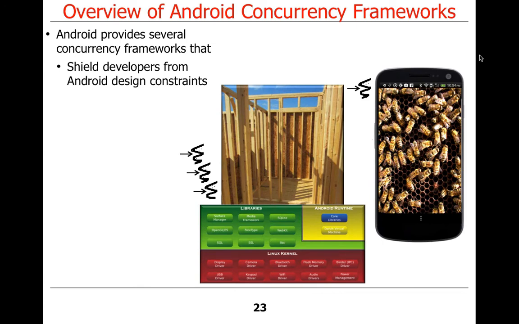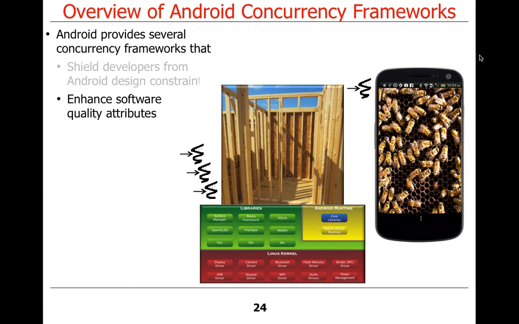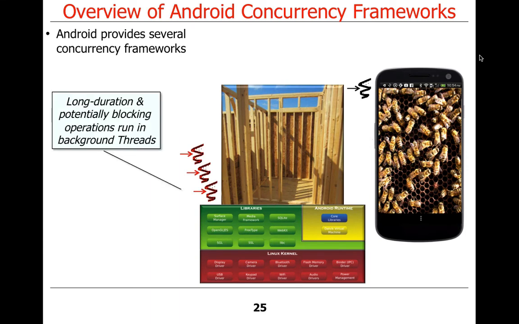So we talked about why we have the concurrency frameworks. They shield developers from some of the weird quirks of Android, and they enhance software quality attributes. So here's a more specific drilling down on some of those capabilities. Here what you can see is we've got some long-duration, potentially blocking operations that are going to be able to run in background threads. And there's going to be a couple different ways to do that.